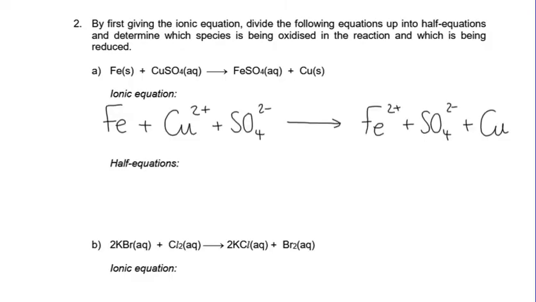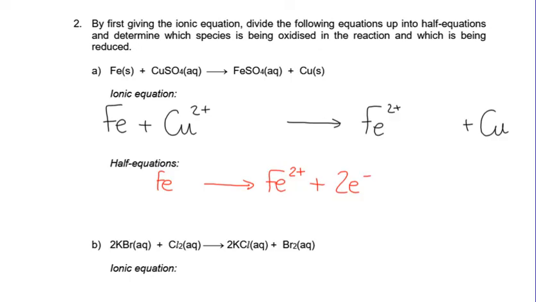Our first step is to split up those things that are ionic, and then we cross out our spectator ions and remove those. If we get rid of those, we've got the ionic equation. Now what we need to do is split it up into things that are happening to each species. So we've got Fe going to Fe2+. How does Fe become Fe2+? It loses 2 electrons. And then we've got Cu2+ picking up those 2 electrons to become Cu.